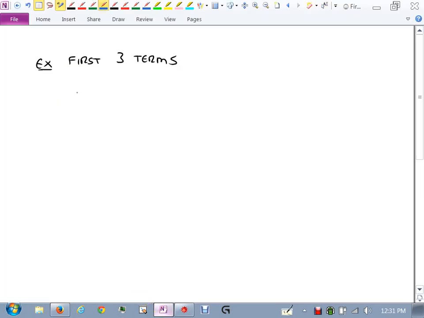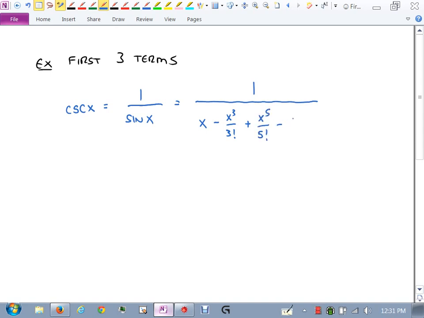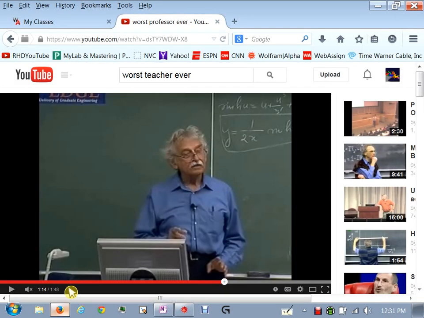So if we look at the first 3 terms of something like cosecant x. Well, cosecant x is 1 over sine x, isn't it? Which we could say is the same as 1 over, and then what's the series for sine? x minus x cubed over 3 factorial plus x fifth over 5 factorial, one more, x to the 7th over 7 factorial plus dot, dot, dot. Okay?